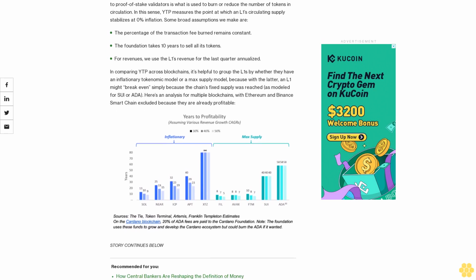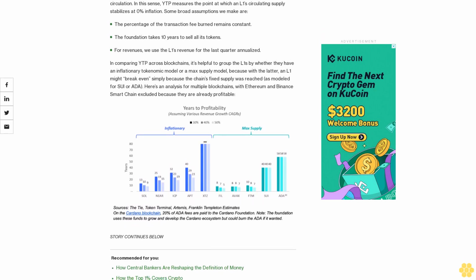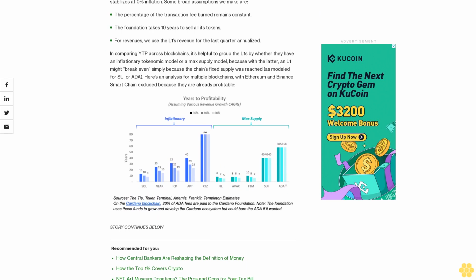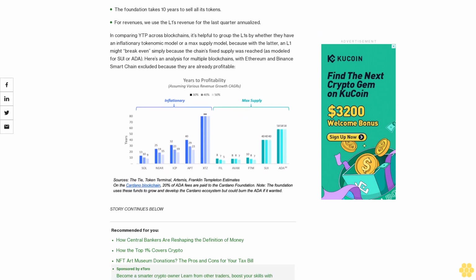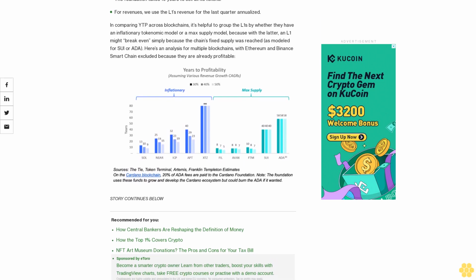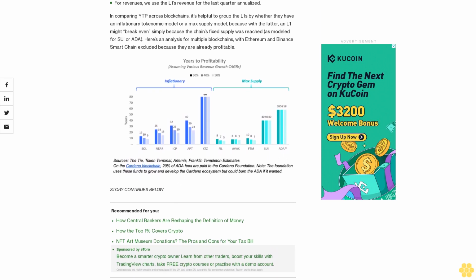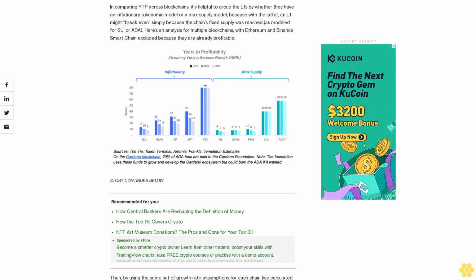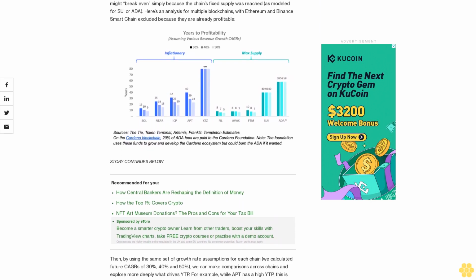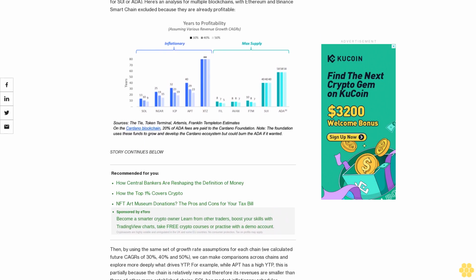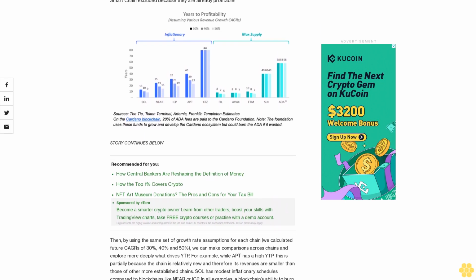Some broad assumptions we make are: the percentage of the transaction fee burned remains constant. The foundation takes 10 years to sell all its tokens. For revenues, we use the L1's revenue for the last quarter, annualized. In comparing YTP across blockchains, it's helpful to group the L1s by whether they have an inflationary tokenomic model or a max supply model, because with the latter, an L1 might break even simply because the chain's fixed supply was reached, as modeled for SUI or ADA.